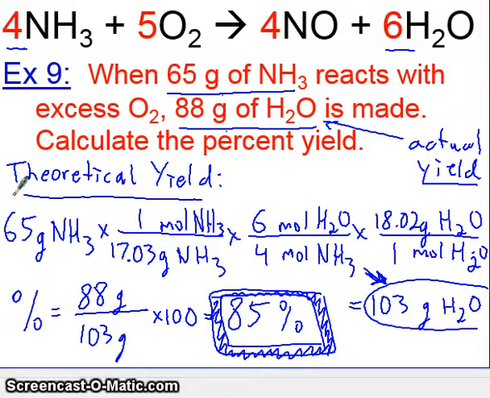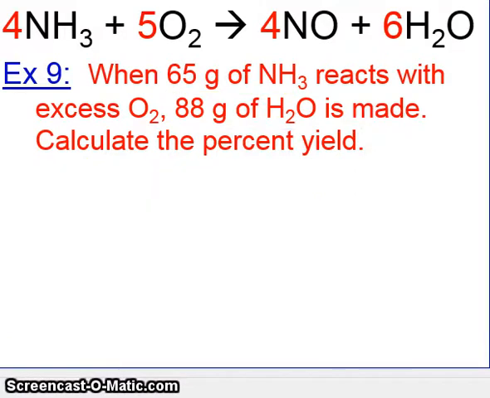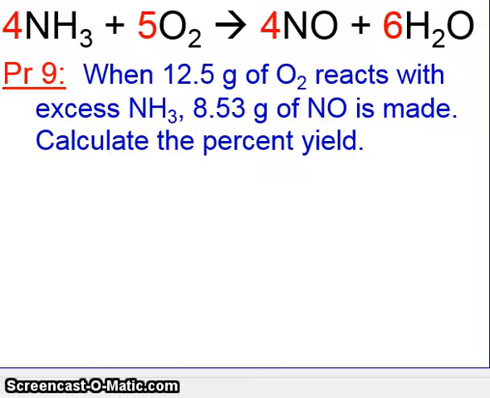Okay, so take a moment to stop and think about what we did, and go ahead and try an example problem of your own. Try to get the percent yield for this problem. And that wraps up for us lesson 4 of Unit 10.